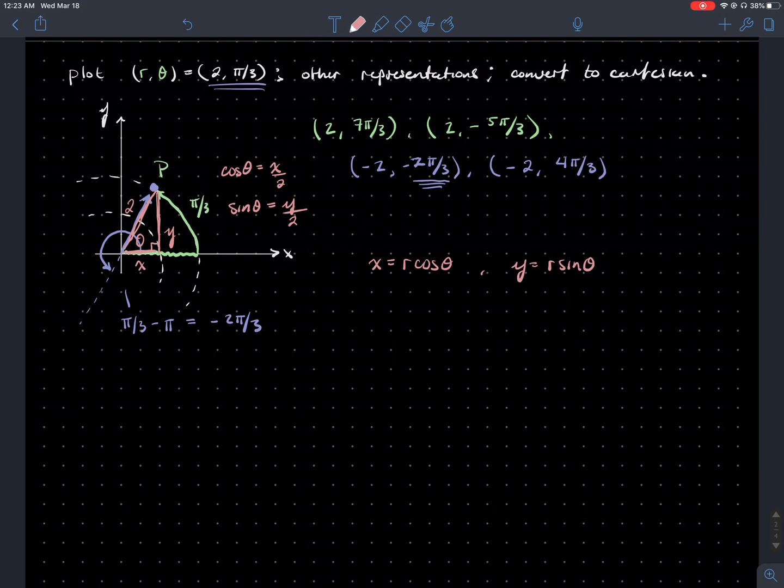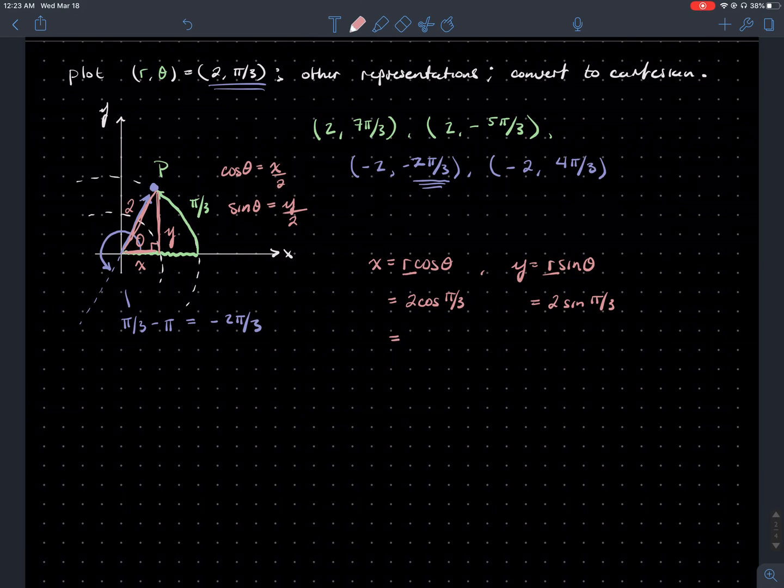Okay. Well, that 2 is just that radius. When we multiply it over, that's where we get this component right there. Okay. So now x is equal to 2 cosine of pi thirds. Y is equal to 2 sine of pi thirds.